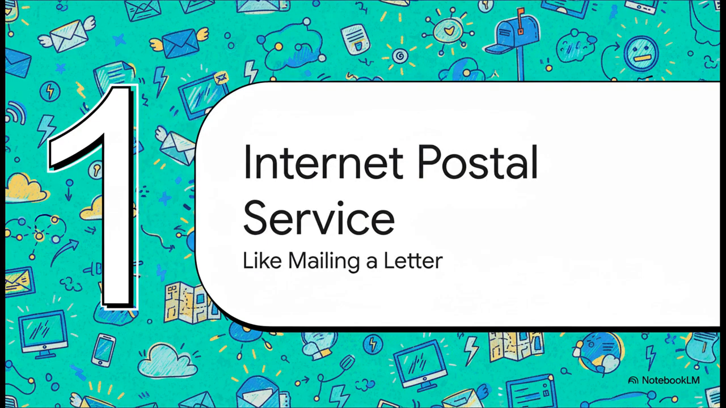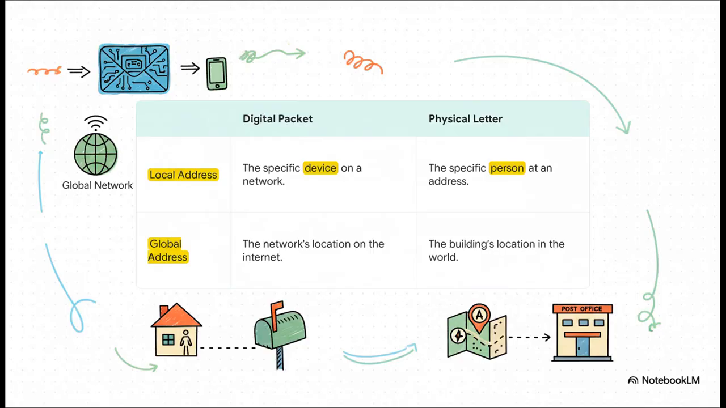You know, the best way to think about it is to imagine the internet as a giant global postal service. Seriously, sending a little packet of data is a lot like mailing a letter. To get a real letter to the right person, you need two things, right? You need their street address, but you also need their name. Well, the internet works in pretty much the exact same way, using two different kinds of addresses to solve two different problems.